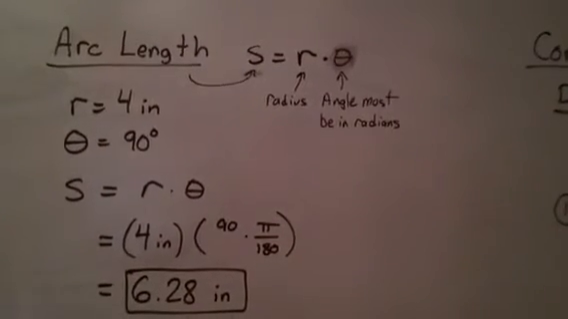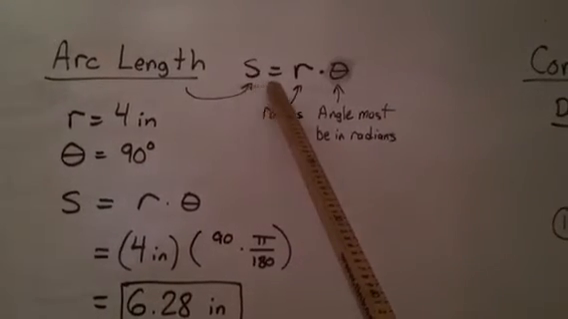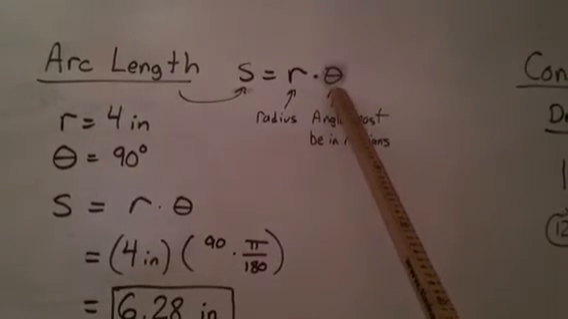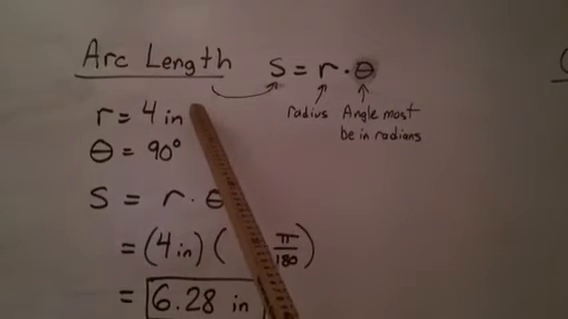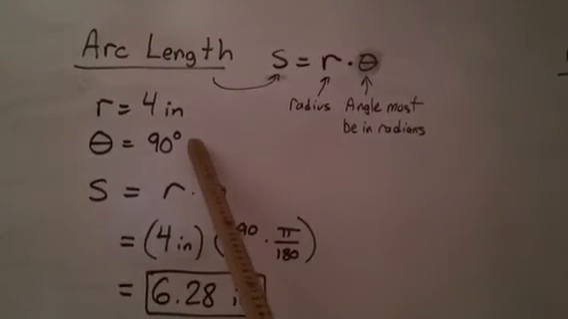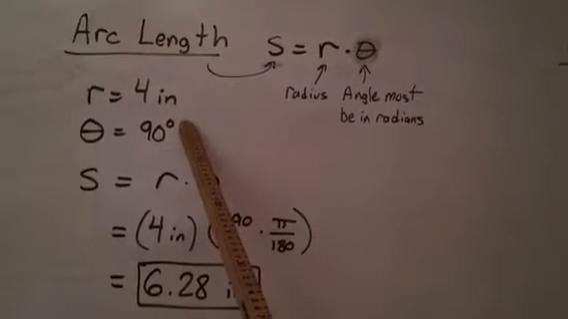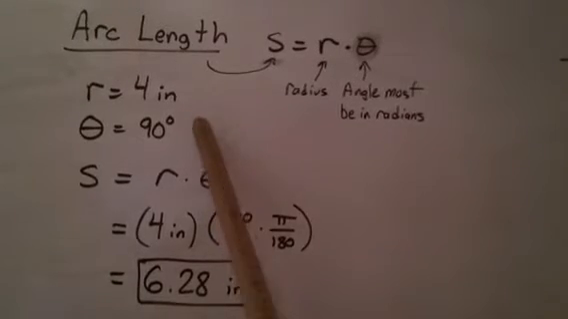To calculate arc length, which is S, is represented by taking the radius times the angle in radians. For this example, we have a radius of 4 inches, an angle of 90 degrees. Notice the angle is not in radians. We must convert this to radians to do this problem.